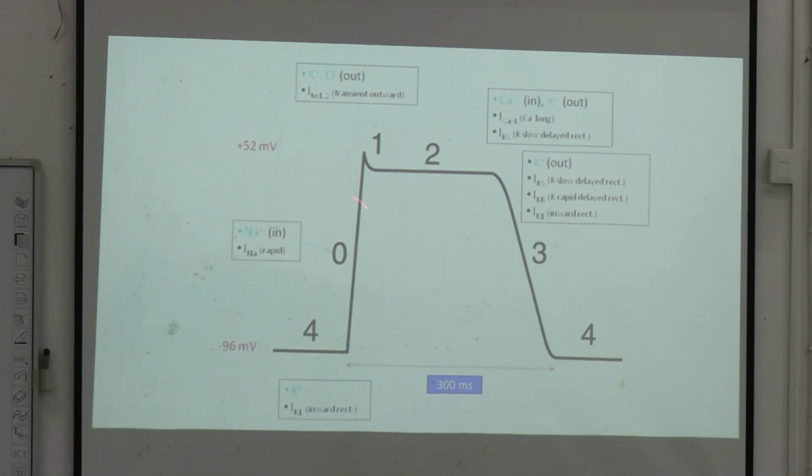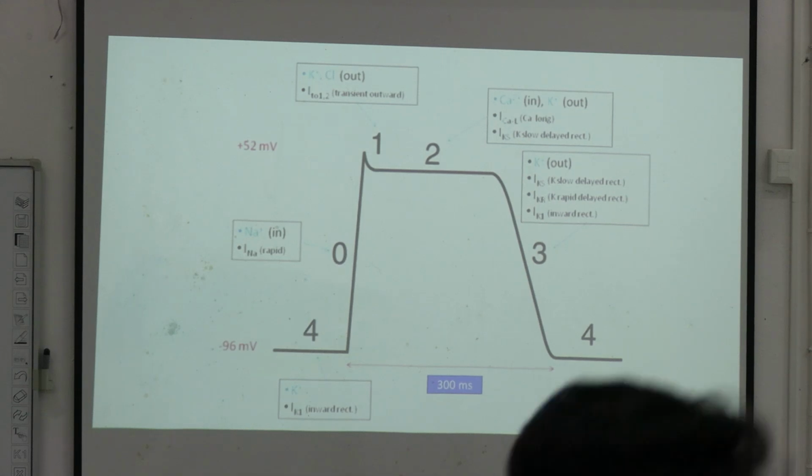So this is phase 0. Phase 0 is due to sodium entry. Phase 1 is due to transient outward potassium channel. Phase 2 is due to calcium in and potassium out. Phase 3 is always due to potassium out, right?